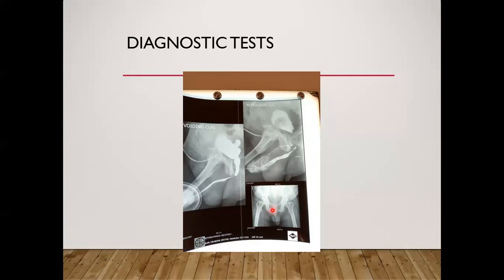We said after you've seen the scout, then you go to the retrograde. The retrograde is here. How do you know it is retrograde? Because the bladder is not full. In antegrade, we said you must first fill the bladder and then ask the patient to void. But this bladder is not full to capacity. So this is not an antegrade.